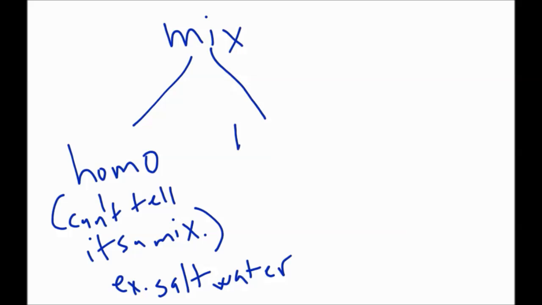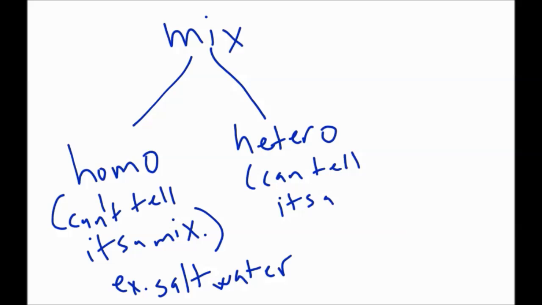The second type of mixture is called a heterogeneous mixture. A heterogeneous mixture is the exact opposite of homogeneous. It means that it's not the same throughout. And here, if you can tell it's a mixture just by looking at it, then it's probably a heterogeneous mixture.